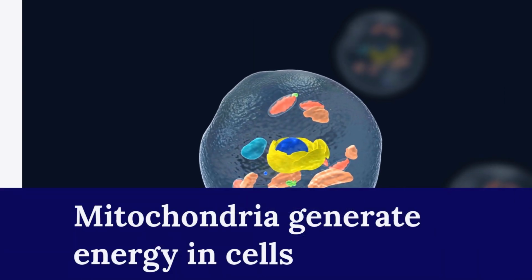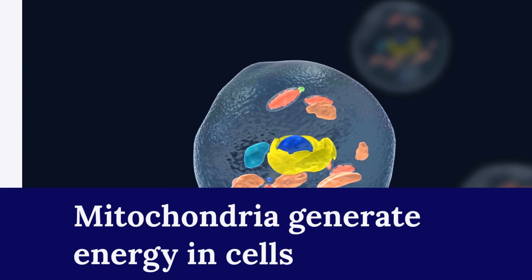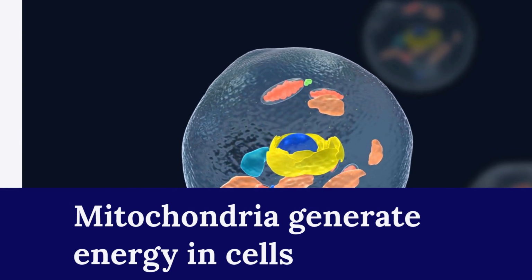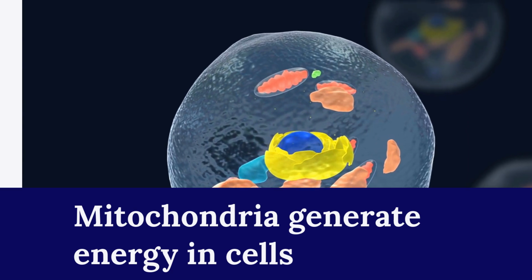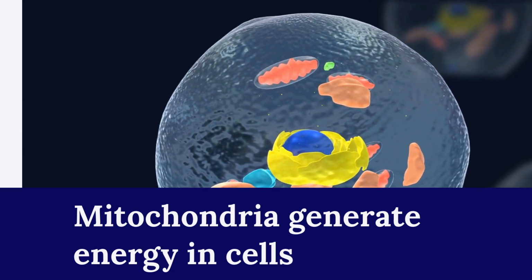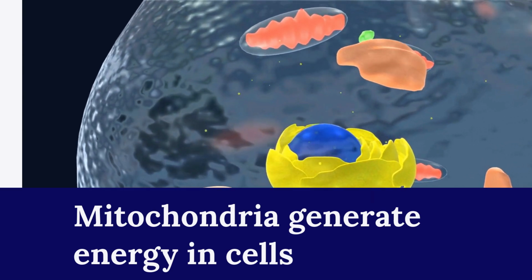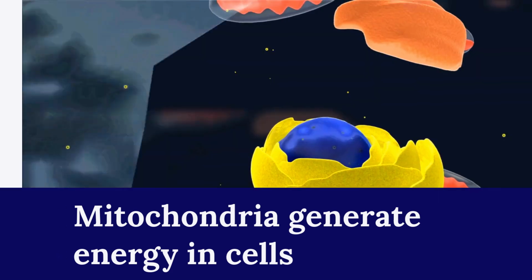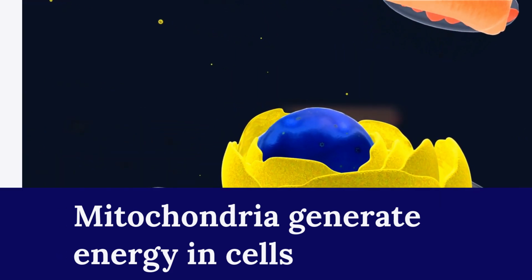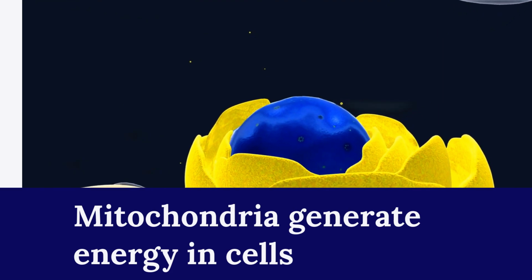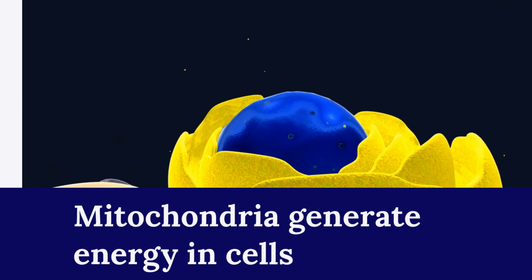Eukaryotic cells have a nucleus with linear chromosomes. The endoplasmic reticulum and Golgi apparatus manage protein and lipid synthesis. Mitochondria generate energy, while lysosomes digest waste. The cytoskeleton supports structure and transport. Chloroplasts in plants enable photosynthesis.